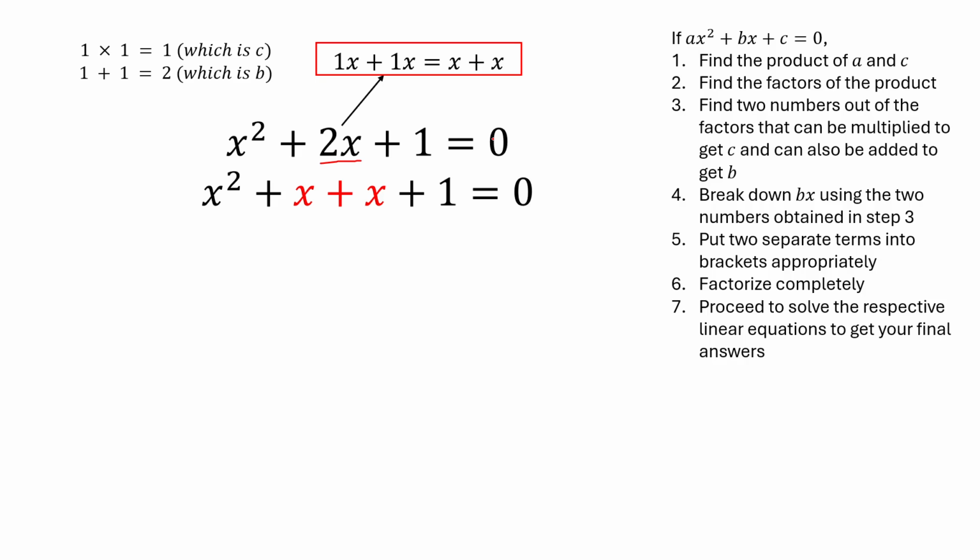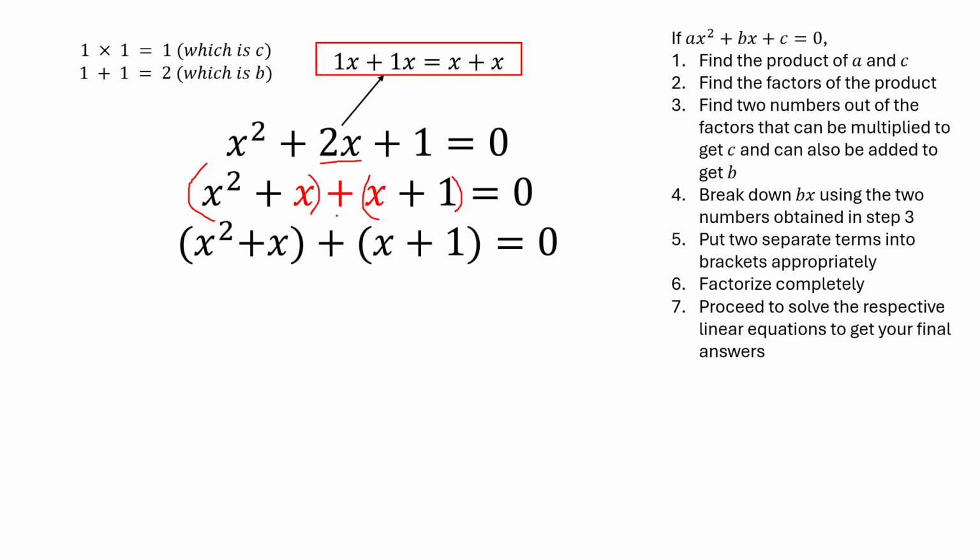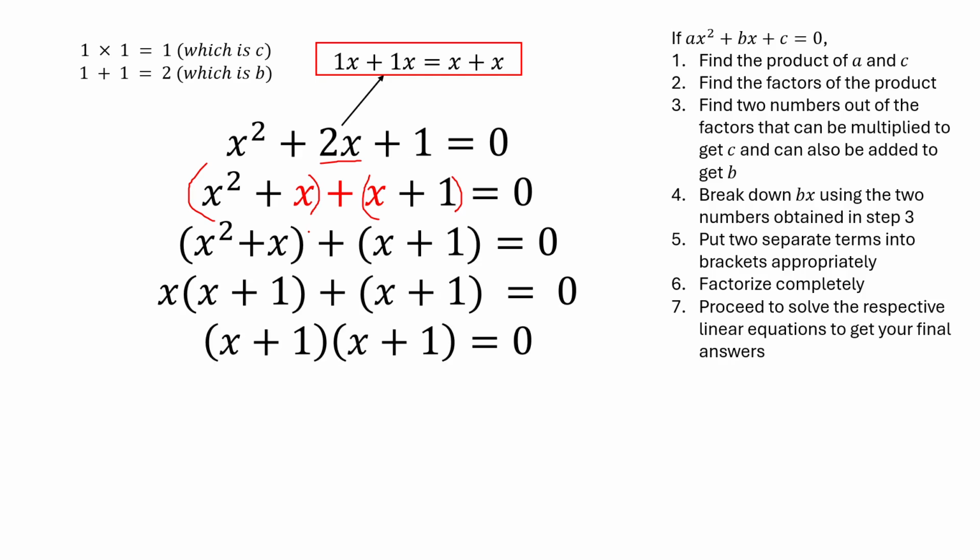You put them in brackets, so you're grouping them in such a way that you can factorize. You group, put this in one bracket, and then this also in another bracket. Same thing applies to this and this. So you have it like this, you group them, and you move on to factorize your two groups. Then you end up with this.